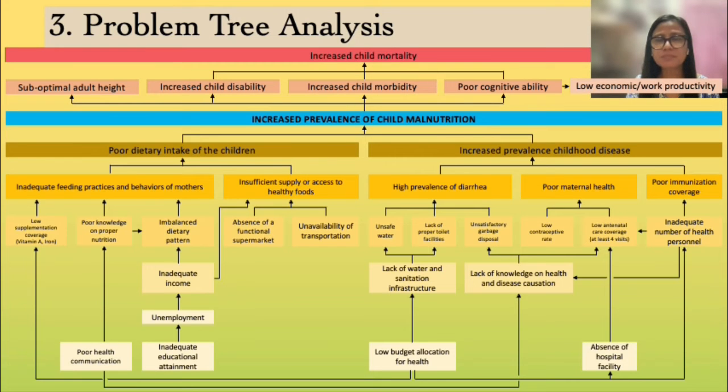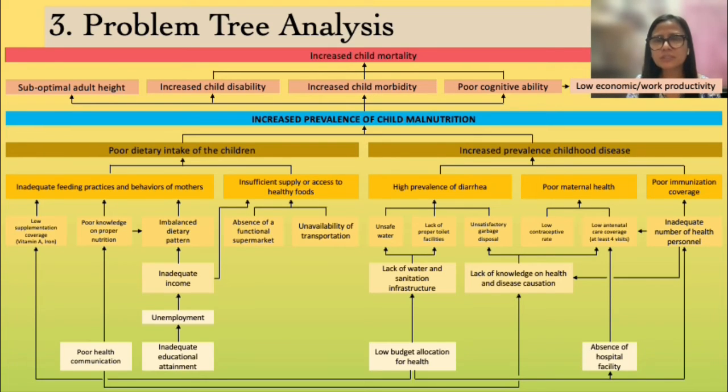So this is an example of a problem tree done for the core problem of increased prevalence of child malnutrition. For this core problem, we have identified two direct causes: poor dietary intake of the children and increased prevalence of childhood diseases. Now, poor dietary intake of the children has two causes: inadequate feeding practices and behaviors of the mothers, and insufficient supply or access to healthy foods. The inadequate feeding practices also come from low supplementation coverage of vitamins, poor knowledge on proper nutrition, and an imbalanced dietary pattern, and so on and so forth.